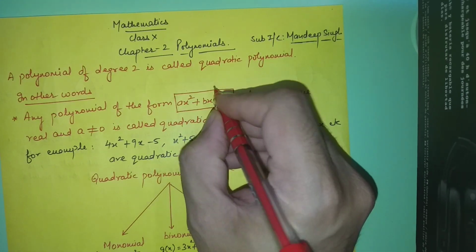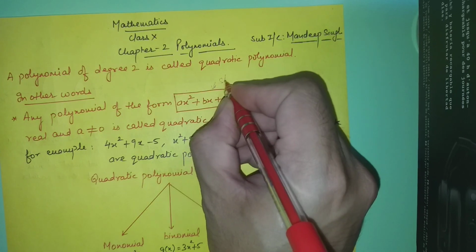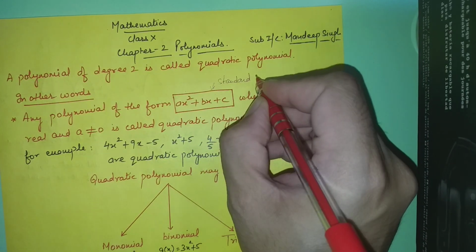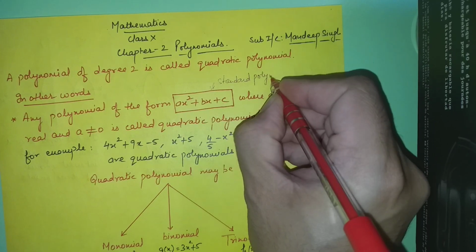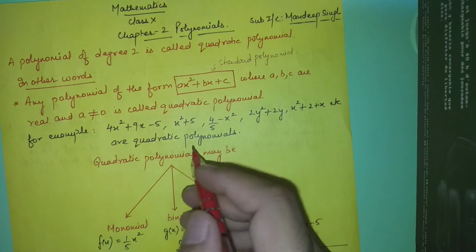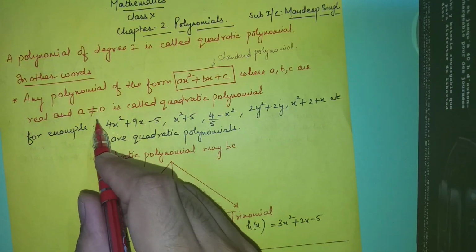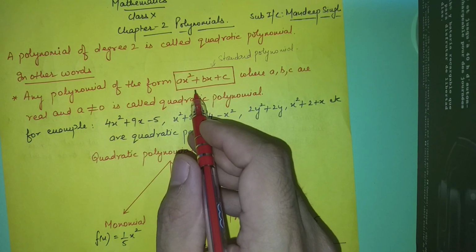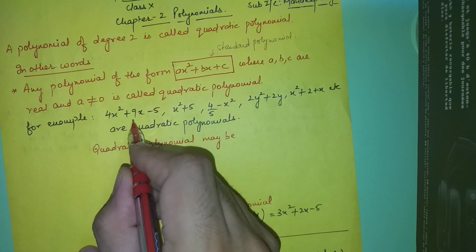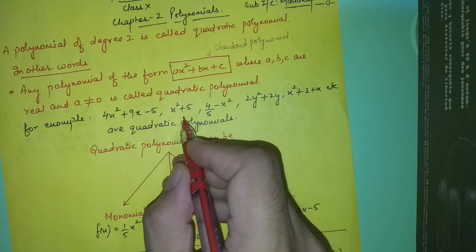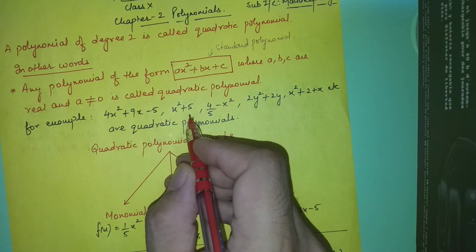This is also called the standard polynomial. And the second condition is that a is not equal to 0. This is called a quadratic polynomial. For example, we can say 4x square plus 9x minus 5, or x square plus 5.